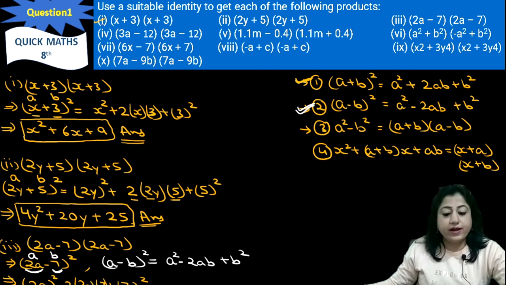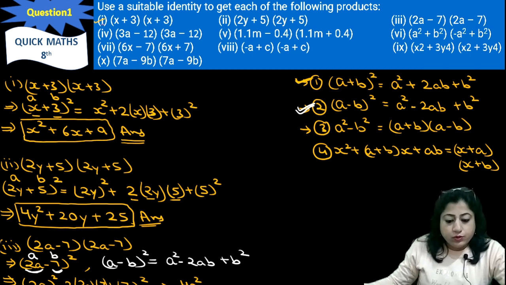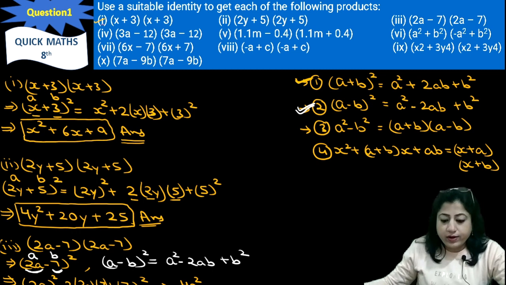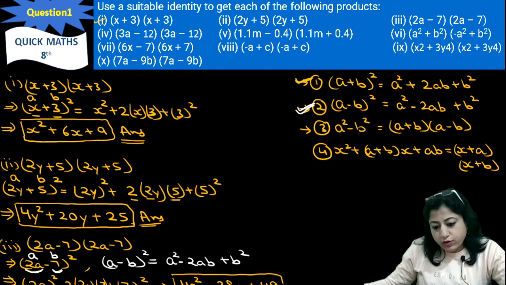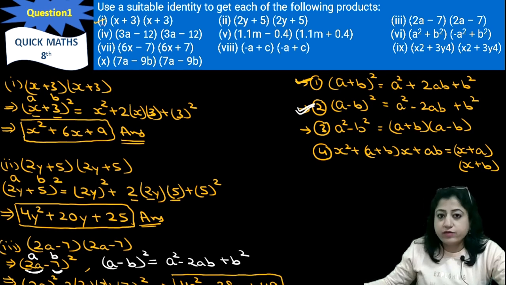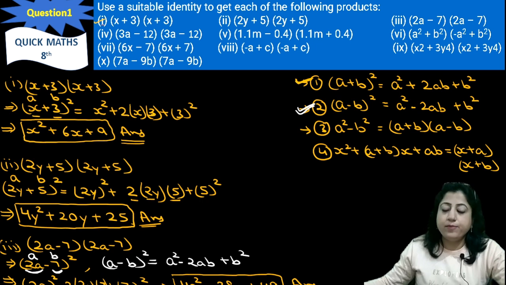So this is the required expression, and we can get here 2a square. 2 square is 4, a square is this one, minus 2 times 2 times 7, which is 28. So it will be 28 and a is along with it, plus 7 square, it is 49. So it will be 4a square minus 28a plus 49. Here we have used the second identity because the minus sign is in between the two numbers a and b. So we will use the second identity.